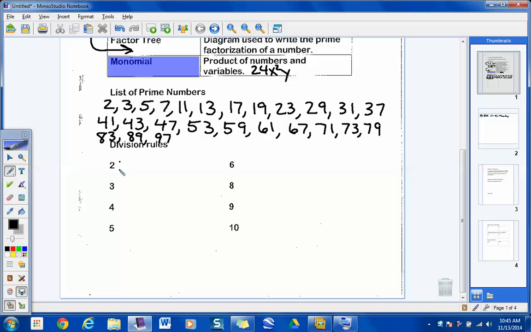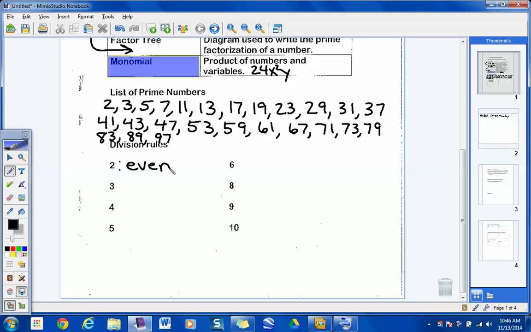2 will divide into any number that is considered even. Okay? Even, ending in 0, 2, 4, 6, or 8, right? So 2 will divide into any number that is what kind of a value again? Even. Even, right? Anybody know the rule for 3?